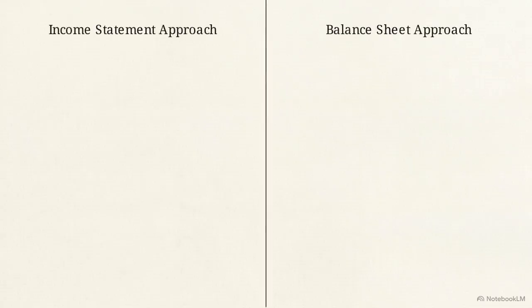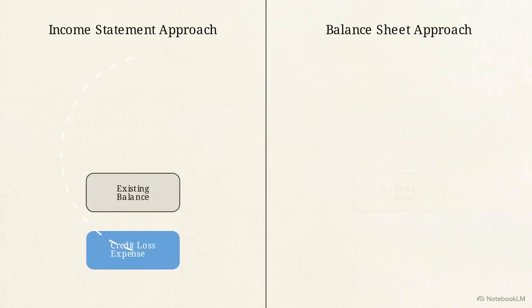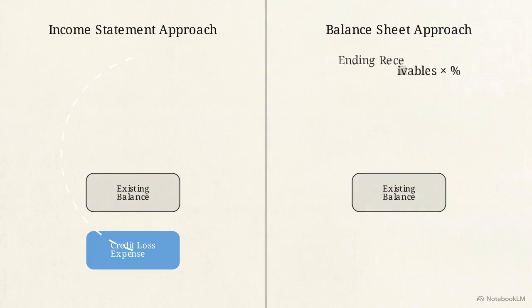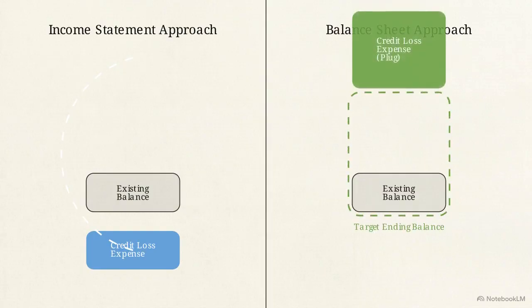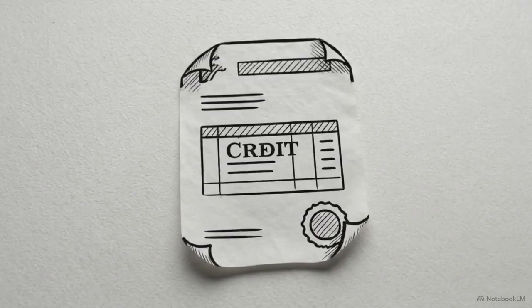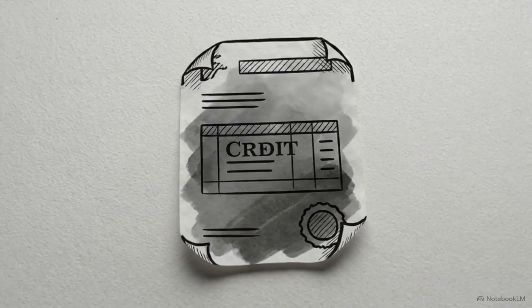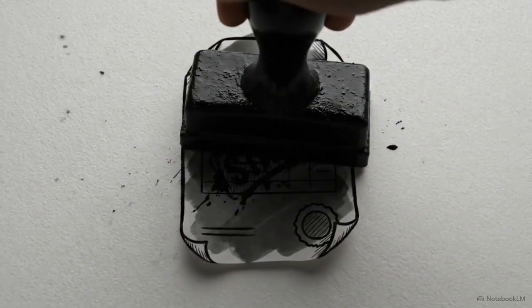The income statement approach ignores the existing allowance balance when calculating the expense, whereas the balance sheet approach is entirely dependent on that existing balance to derive the current period's expense. Applying a single blanket uncollectibility rate to an entire receivables balance is inherently inaccurate. The risk of default increases every day an invoice remains unpaid.